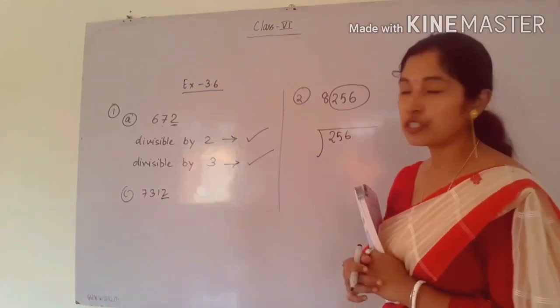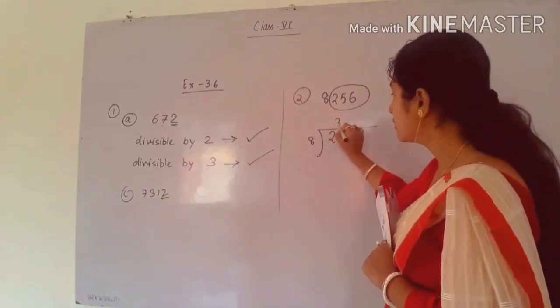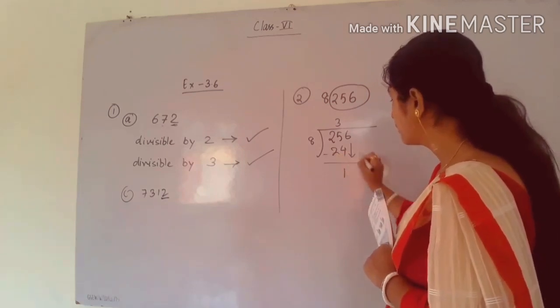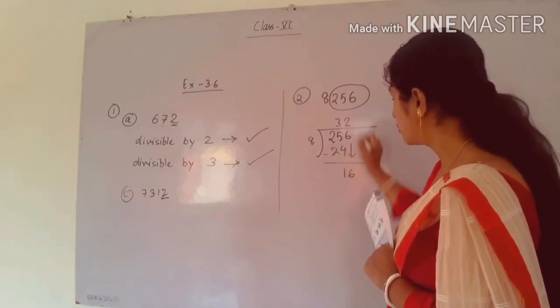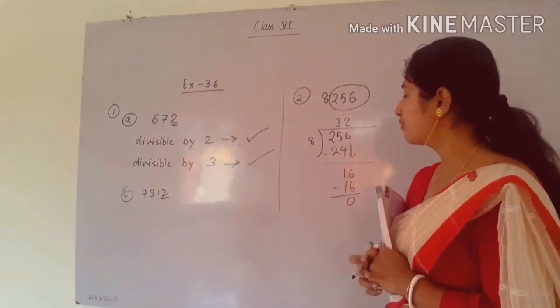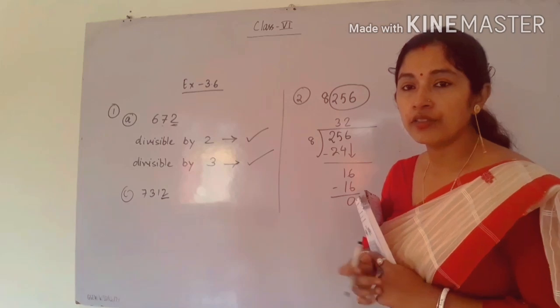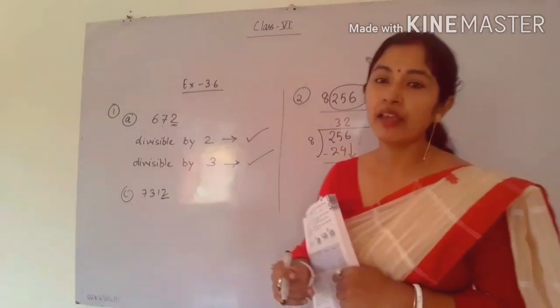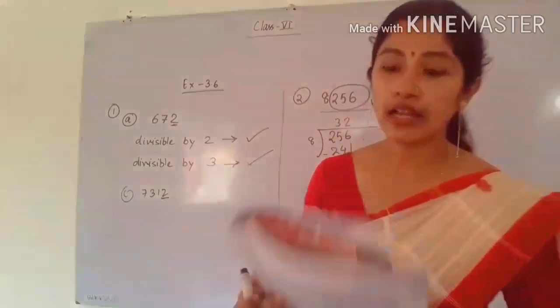You have to do the long division method. So, see, 8 3s are 24. Remainder will be 1. Then 6. 8 2s are 16. So, the remainder is 0. So, we can say 256 is divisible by 8. Therefore, 8256 is also divisible by 8. So, you have to check the last 3 digits.